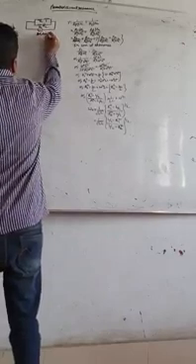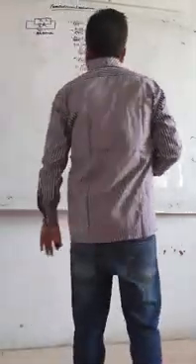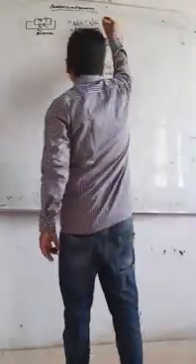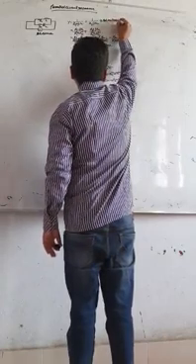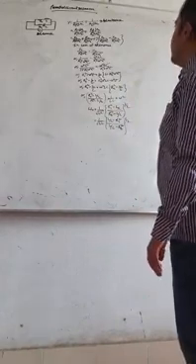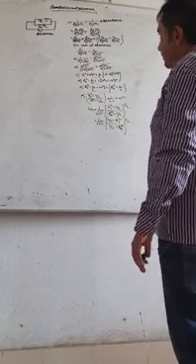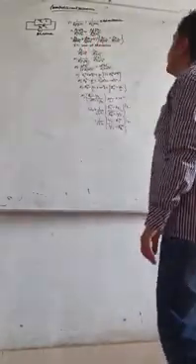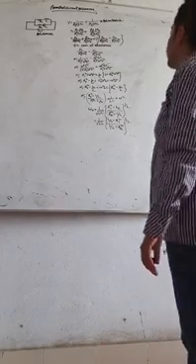Now your aim is to find out the resonance frequency. Because it's a parallel circuit, you have to find out the admittance of the circuit. Admittance Y is equal to 1 by (R plus JXL) plus 1 by (R minus JXC). This is your admittance.